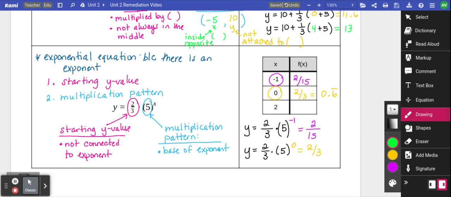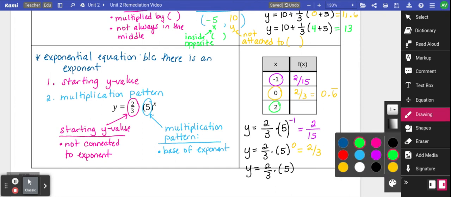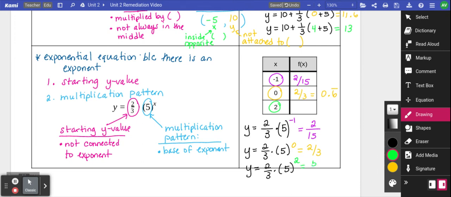Last but not least, I'm going to replace my x with a 2. So I would copy my equation, y equals 2/3 times 5 to the x power. I would erase my x and I'm going to put a 2 there instead. When I do that and I type it in, I get 50/3. Now, 50/3, for those of you who are maybe using a calculator and getting a decimal instead, would be 16 point, let me do this in my head, 0.6 repeating.